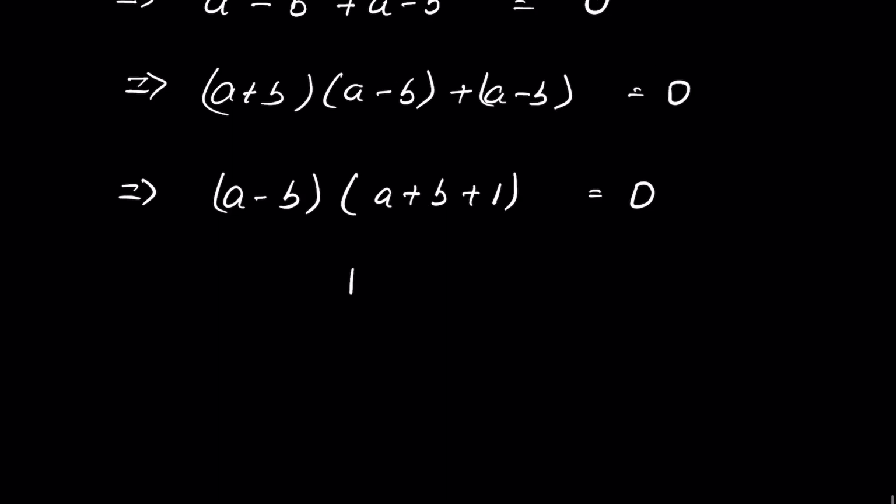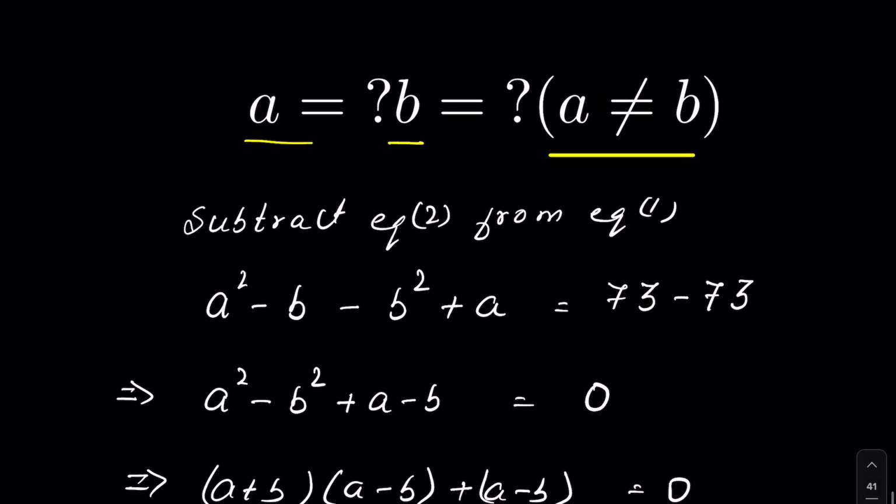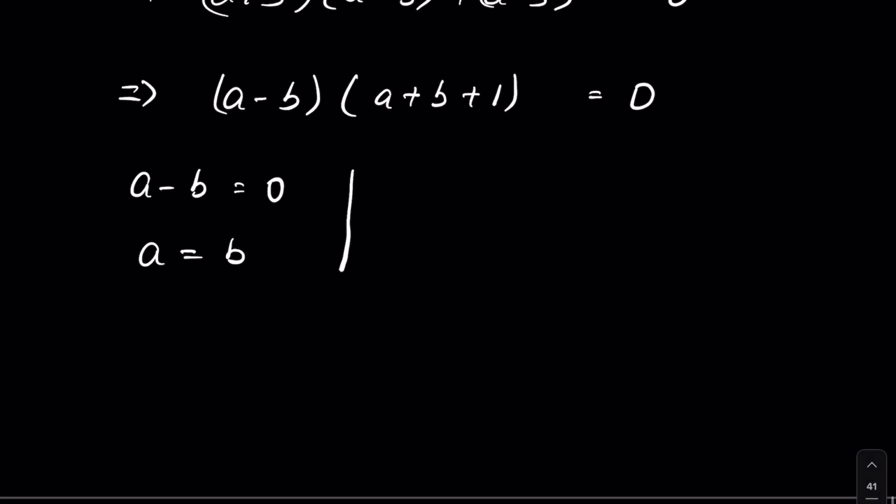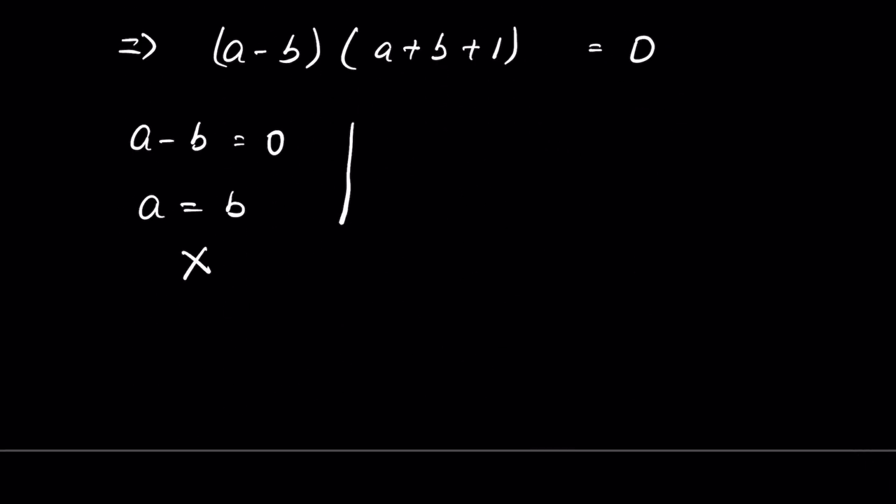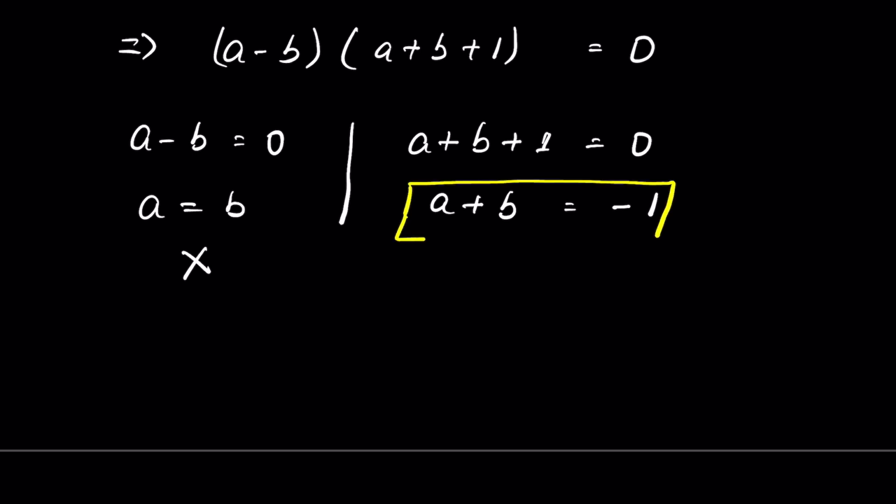Now this gives us two solutions. When a minus b is equal to 0, in that case a is equal to b, but here in the question it is given that a cannot be equal to b, so this is not possible. So a plus b plus 1 is equal to 0. That gives us a plus b is equal to minus 1. Let this be equation 3.